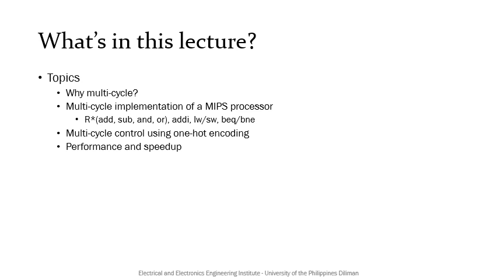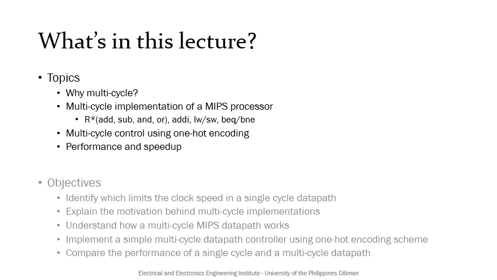We'll also cover how to implement a multi-cycle control, specifically using an approach called one-hot encoding. And lastly, we'll formalize what we mean by performance and include some performance computation examples and also quantify speed up.